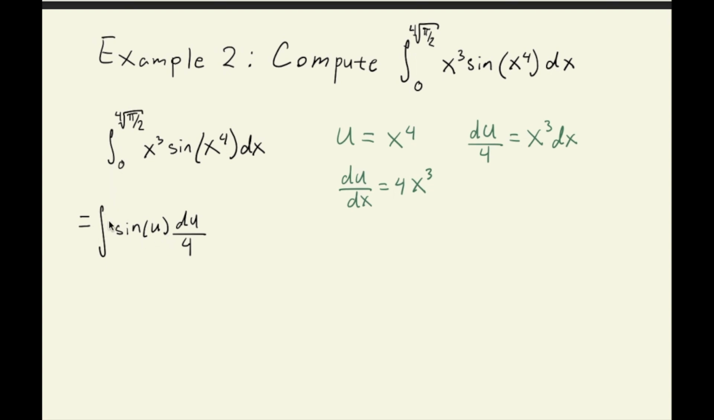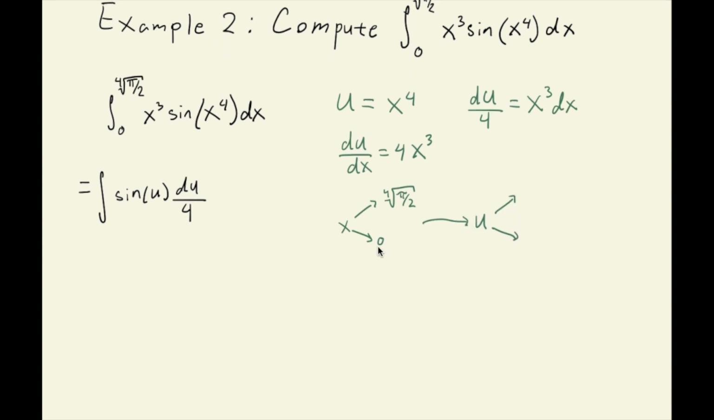But we still need to pay attention to the bounds here, okay? So our bounds are ranging from 0 to the fourth root of pi over 2. So our variable u is going to range from... to figure out the lower bound, you take x equals 0 and plug it into your formula for u, right? So you're going to get 0 to the 4, which is 0. So that's the lower bound for u.